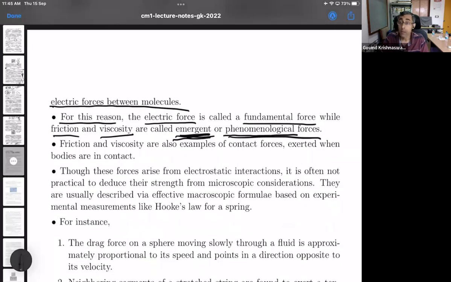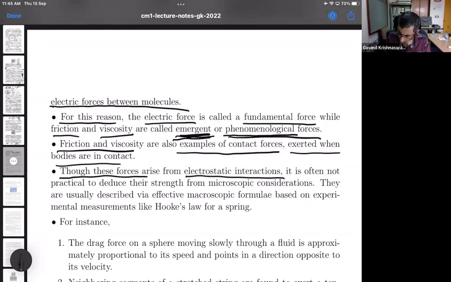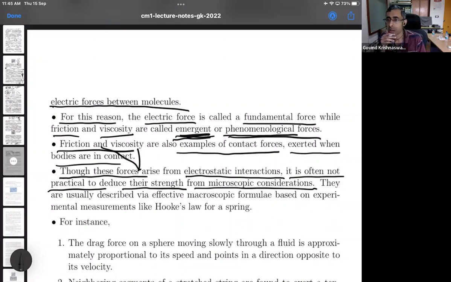As Kaustubh mentioned, friction and viscosity are also examples of contact forces. They are forces exerted when bodies are in contact. Though these forces arise from electrostatic interactions, it is often not practical to deduce their strength from microscopic considerations. It's practically hopeless to try to figure out the frictional force between a car tire and the road by appealing to Coulomb's law and some force between charges. It's very, very difficult to do that.